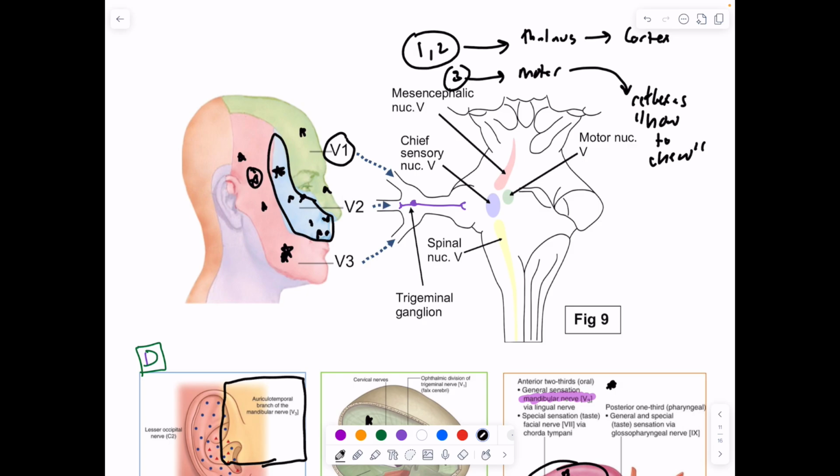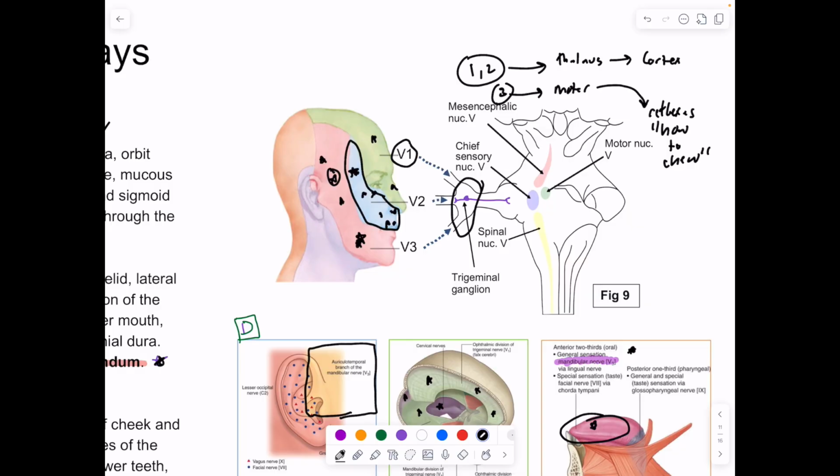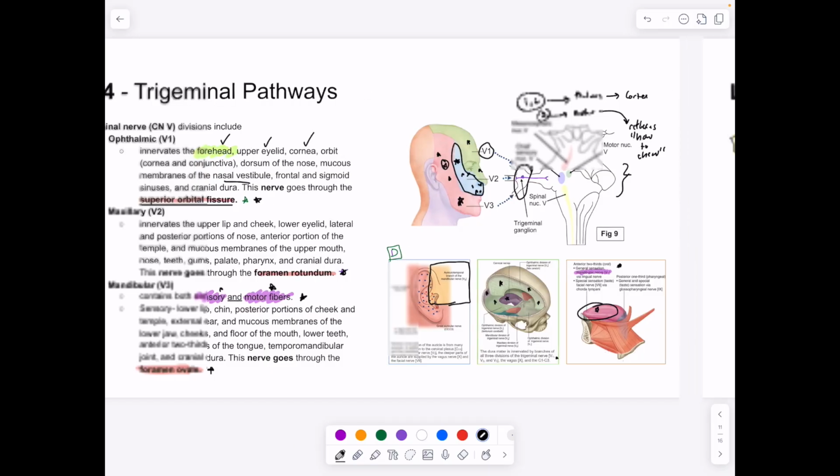Okay, so let's get to it. You can already see we have a nice trigeminal ganglion, and that's going to lead into the brainstem. So let's just get to it.